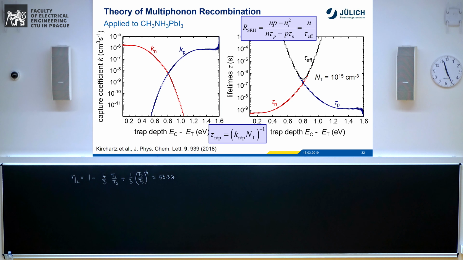Yeah? And if you take 10 to the 15 defects and put them anywhere in your semiconductor, yeah, if you take the mid gap, then you would get on the order of 10 to the minus 6, so hundreds of nanoseconds lifetimes. And if you take them out of mid gap, you very quickly get much longer lifetimes because one of the transitions becomes really slow.